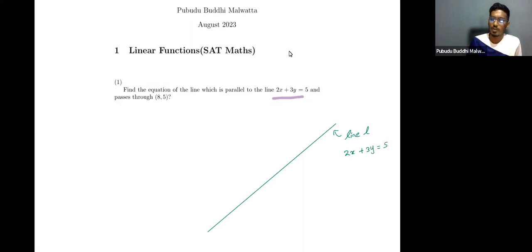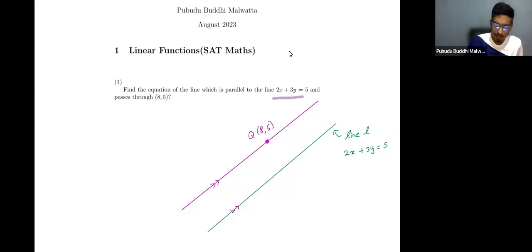Now we are talking about a different line which is parallel to this, right? And passes through 8 comma 5, that point. So you can draw infinite number of parallel lines, but you can draw only one line through that point. So we are talking about that line. These two lines parallel, right? So this point, let me name this point as Q, 8 comma 5.